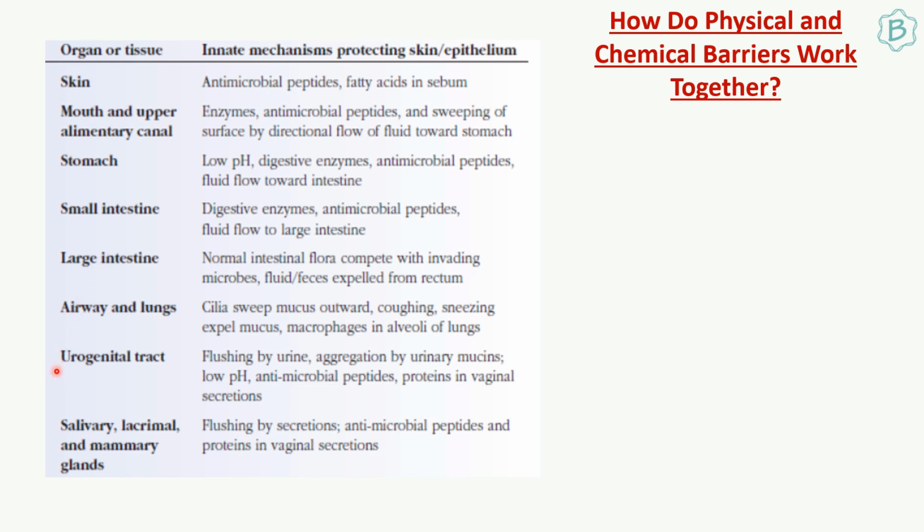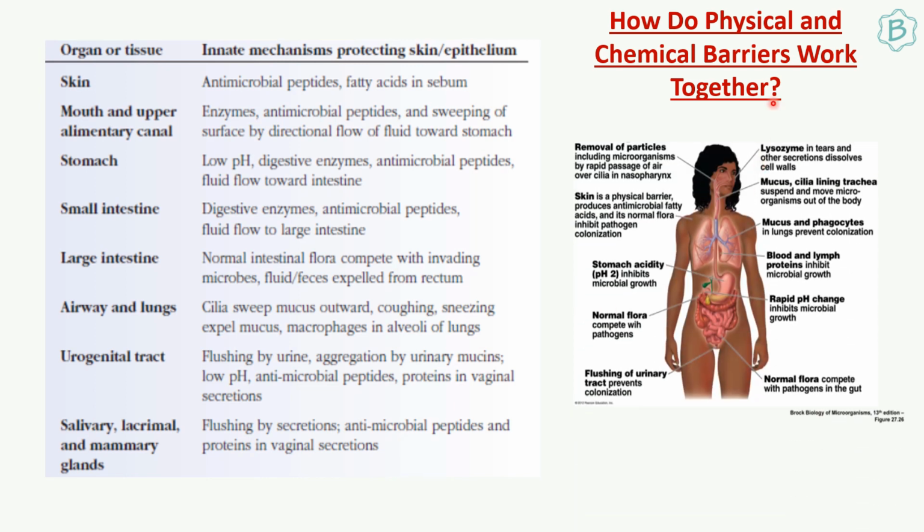The urogenital tract has a very low pH. It has an array of antimicrobial proteins and peptides, and also there is constant flushing out of any toxins or pathogens that are there in this tract by urine. And then we have the mammary glands. Again, there is a constant flushing action by secretions, and they contain many antimicrobial proteins and peptides as well.